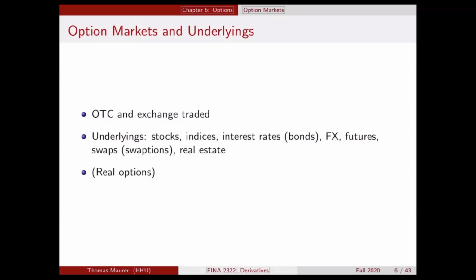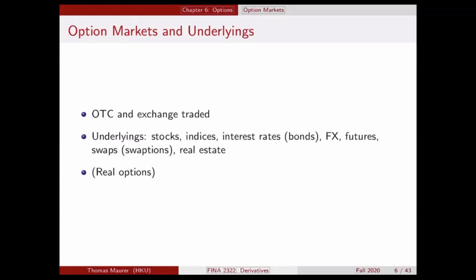The underlyings for options can be almost anything. In our course, we mostly focus on stocks and stock indices, but you can also have options written on interest rates or equivalently bond prices, on foreign currencies, so that means options on an exchange rate, or you could have options written on another derivative, such as on a futures contract or perhaps a swap contract, or it is also very popular to have options written on some real estate. Notice that in our course, we only focus on valuing financial contracts, so actually finding the fair value of an option which is traded.